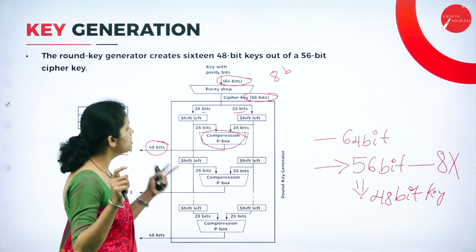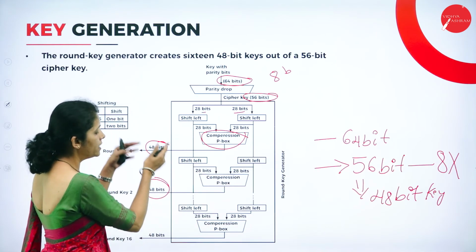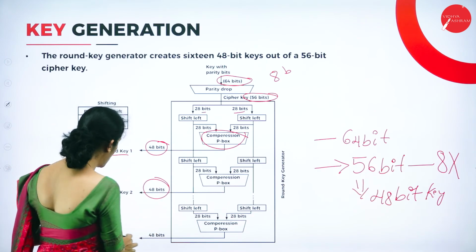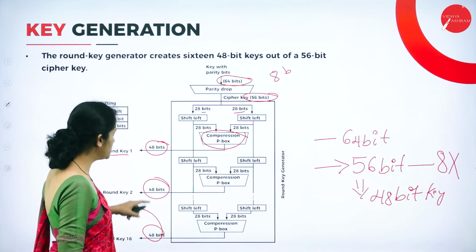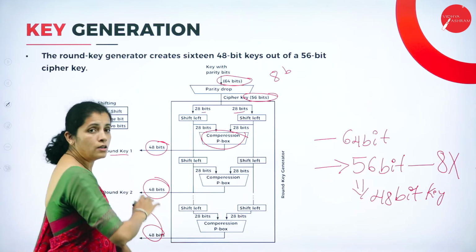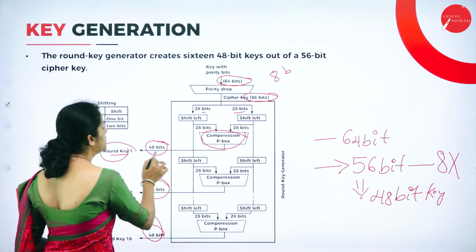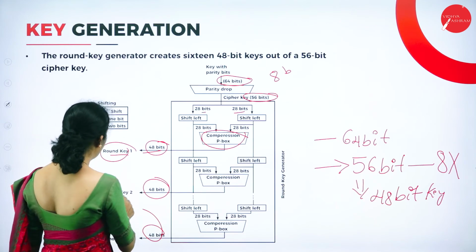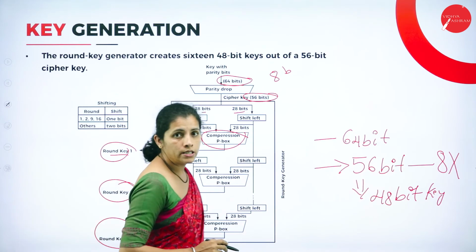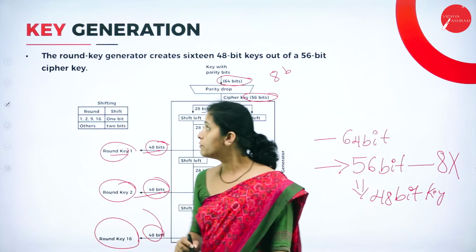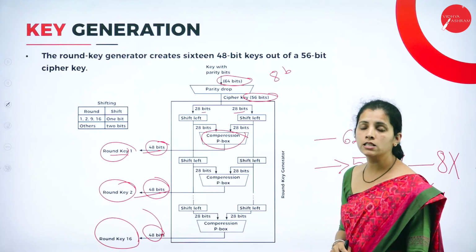And if I consider the second round, once again I'm going to get a 48-bit key. And if I consider the last, 16th round, once again I'm going to get a 48-bit key. That means this 48-bit key is common for all round functions. For round 1, what's the input? A 48-bit key. For round 2, what is the input? It is a 48-bit key. And the same for round 16. So this is the way I can generate keys in the DES algorithm.